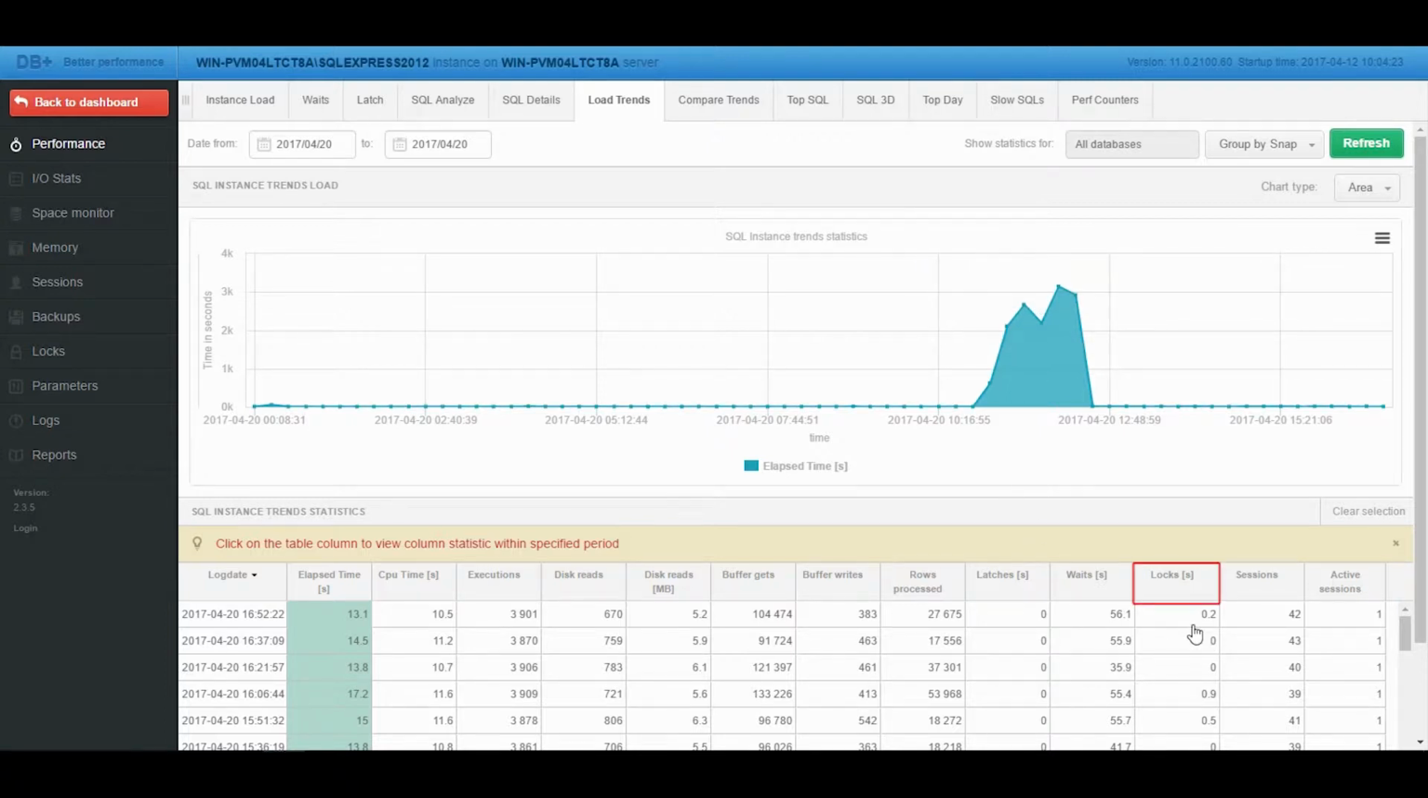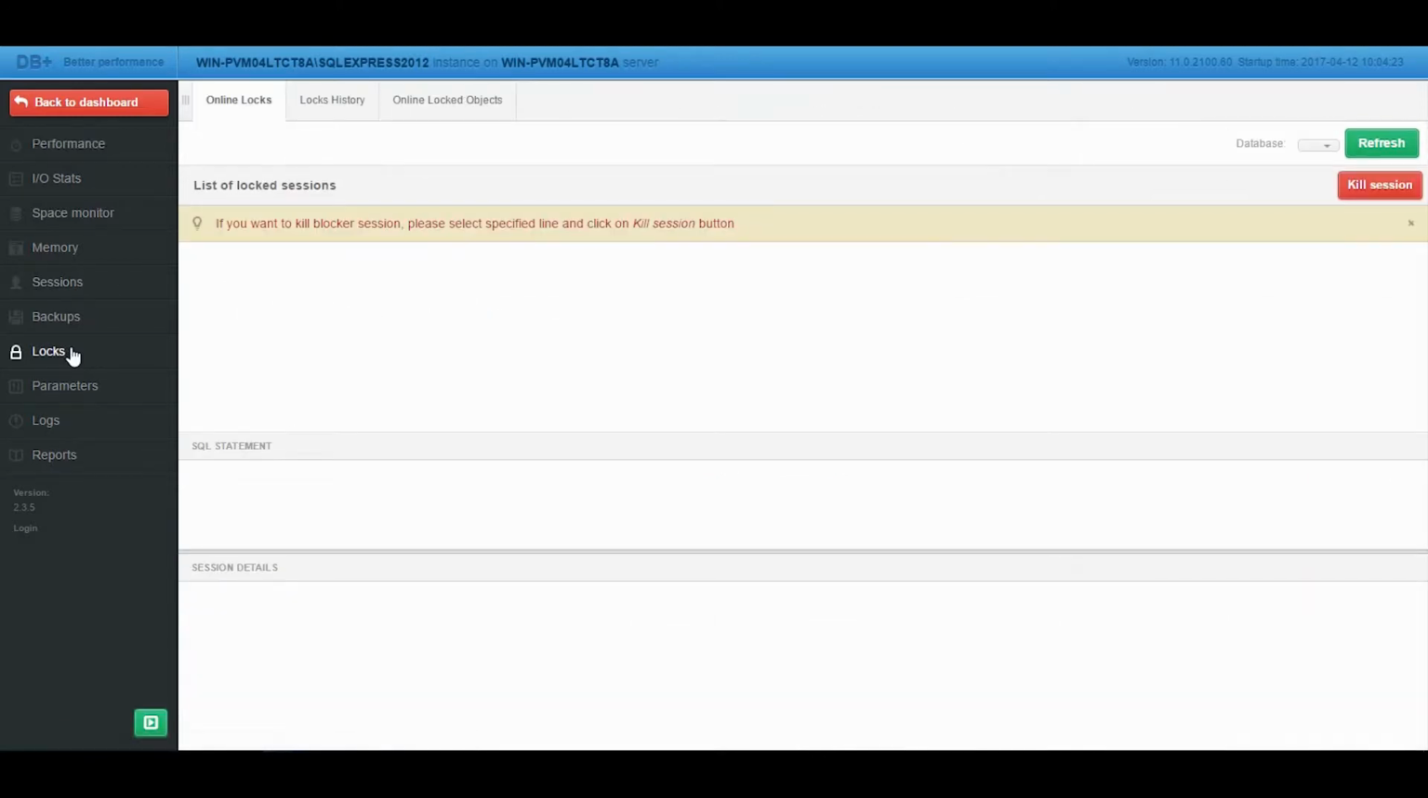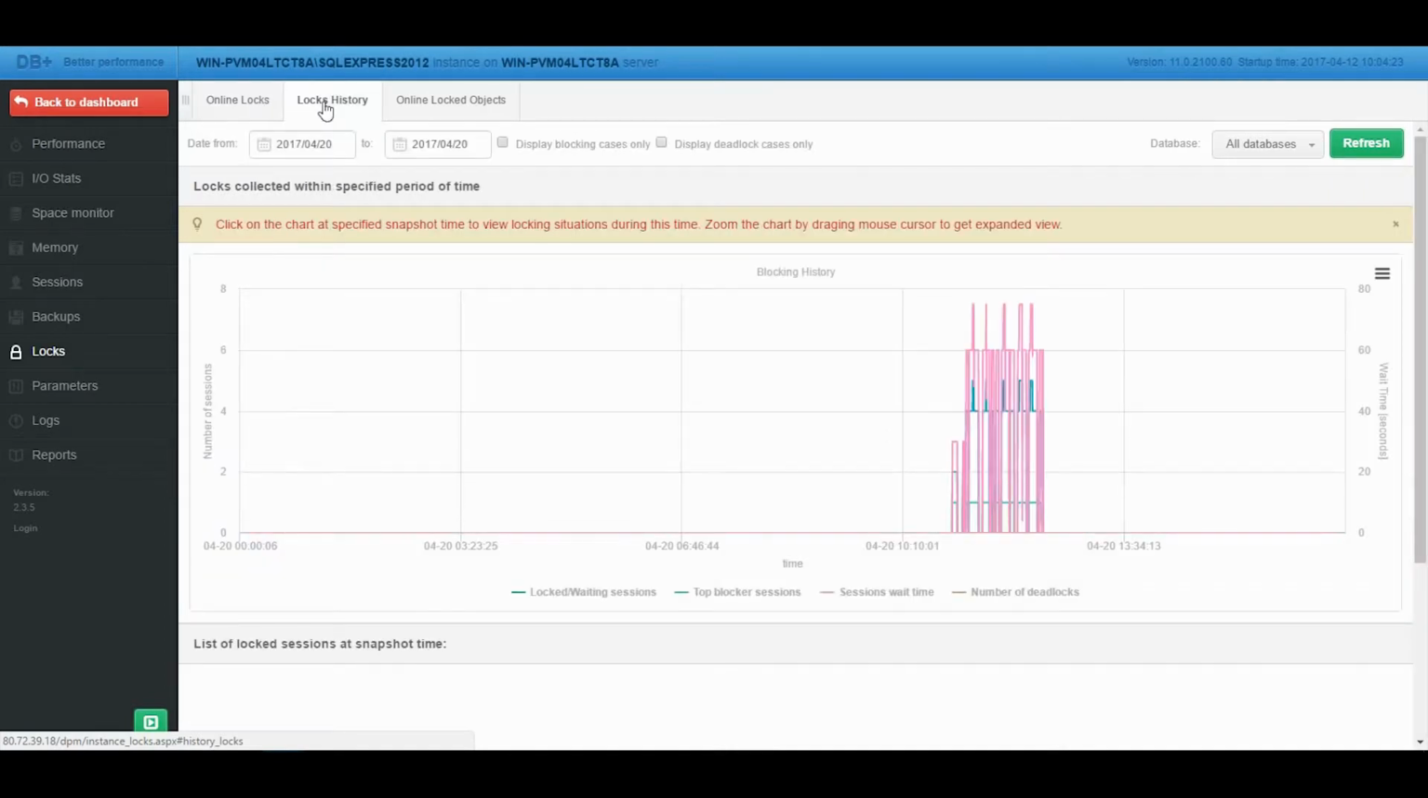In a further step, we select Locks Statistic, and we can see that it clearly overlaps with elapsed time. This leads to the conclusion that problems with increased duration of queries is caused by locks. To perform a further analysis, let's head to the Locks screen, where the Locks History tab for a given day will present which locks occurred and what caused the issue.